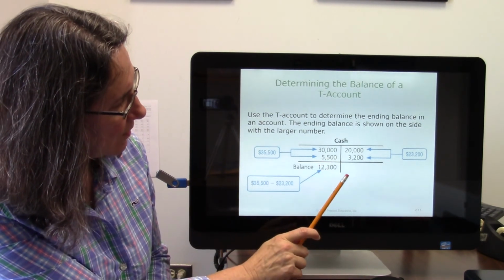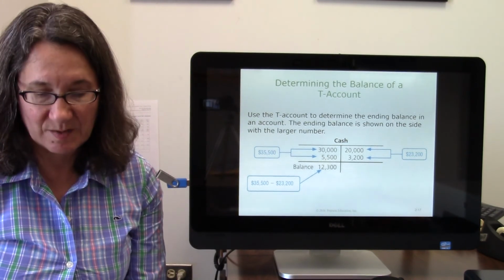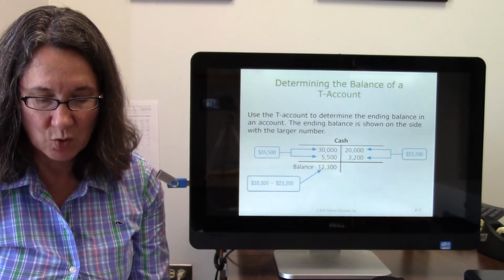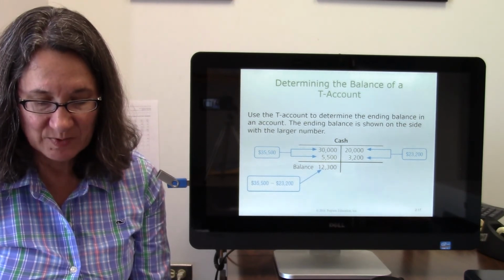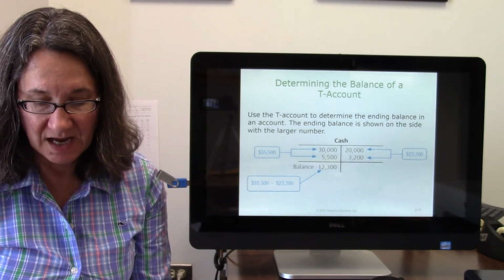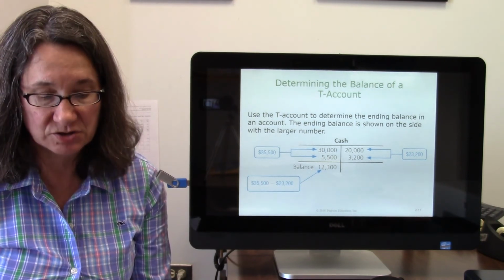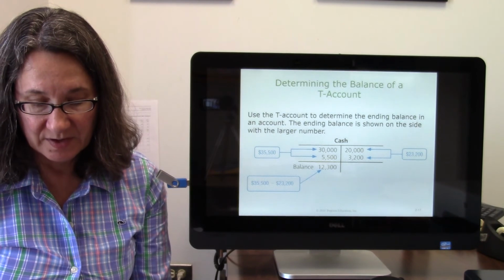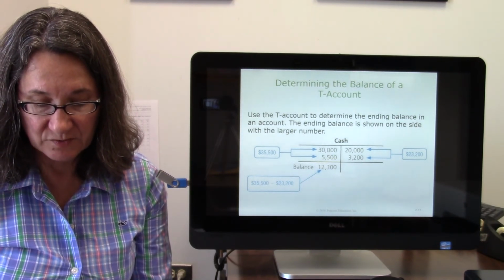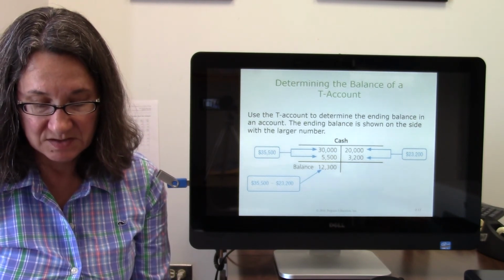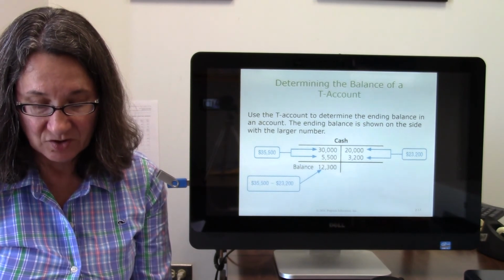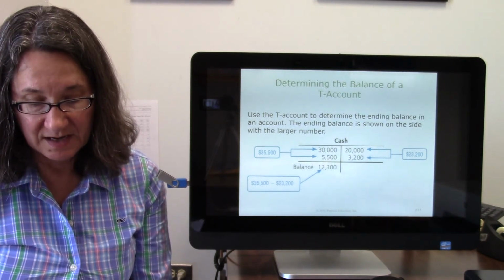All right, so we can use our T accounts as a way to do that. The T account is used to obtain a summary or balance of a particular account. The summation of the account is reported on the side of the T account with the larger number. For example, if the total debits for cash equals $35,500 and the credits are $23,200, the normal balance is $12,300. The total of the credits is subtracted from the debits to determine the ending balance.